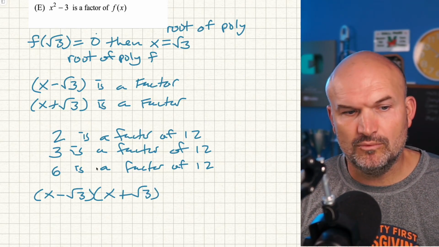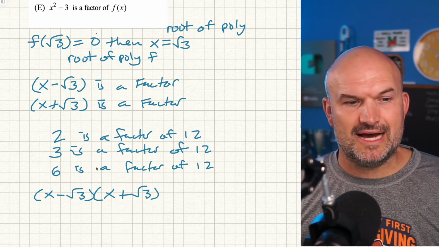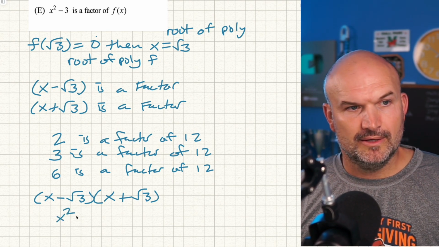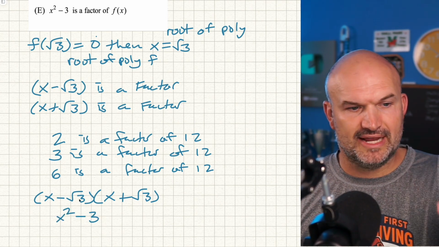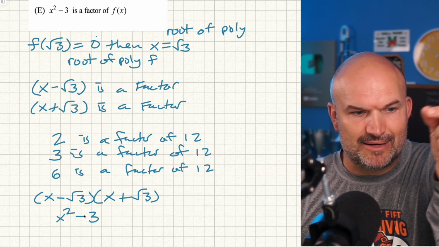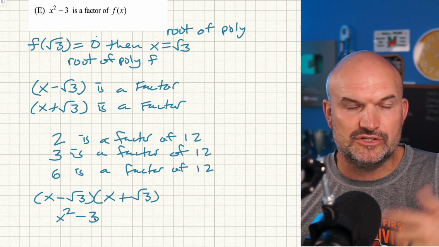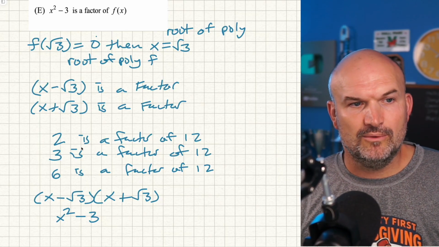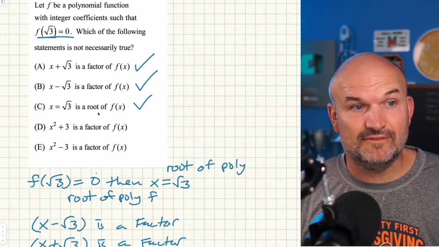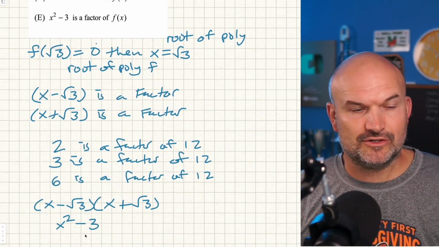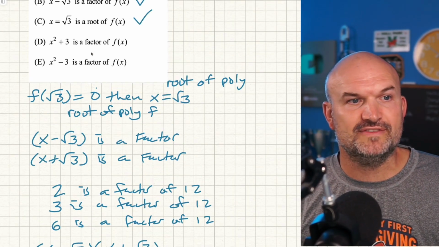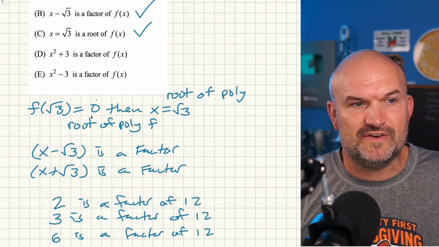Where did these come from? Well, if I was to multiply these back down, they are going to give me a product of x squared minus 3, right? Negative square root of 3 times positive square root of 3 is going to be negative 3. That's how these factors came about, if I factor this using the difference of two squares. So if these two are factors of this polynomial, then I know the product of the two is also going to be a factor, because it's the product of the two factors.